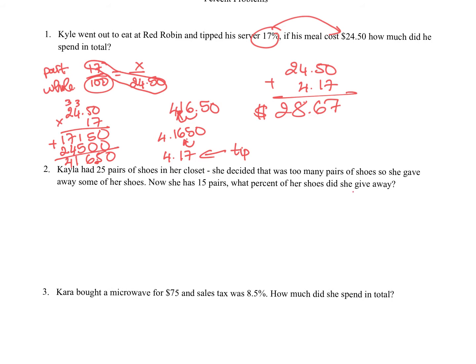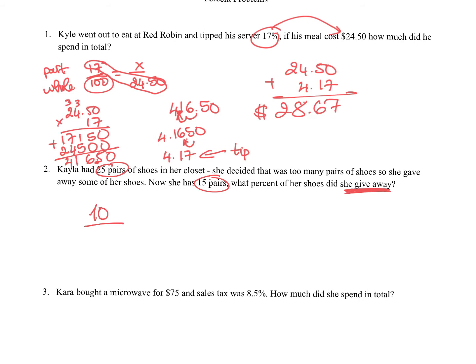So she had 25 and now she has 15. So basically she gave away 10 pairs. You subtract them, right? So 25 take away 15 is 10. Now we're gonna compare. This is kind of like percent decrease.